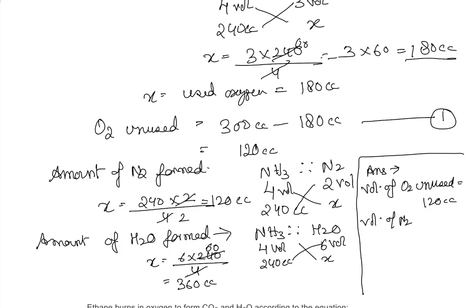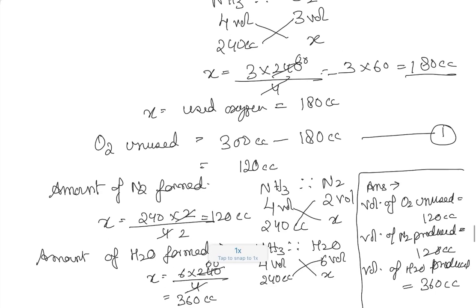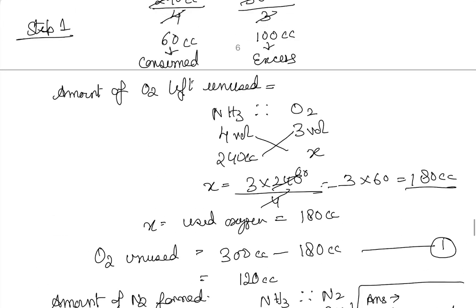Volume of nitrogen produced or formed is equal to 120 cc. Volume of water produced, steam produced, 360 cc, and volume of ammonia is 0 cc. You don't need to write that, because we are already showing it is the limiting reagent. So this is the way you can find it out.